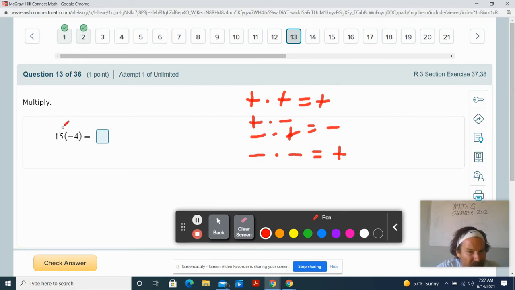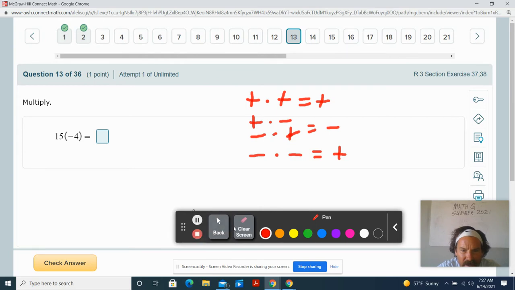So 15 times negative 4, well, we have a positive and we have a negative, so we know that's going to be a negative number. And then we just go 15 times 4. If you want to use a calculator to multiply 15 times 4, that's fine. That's 60.